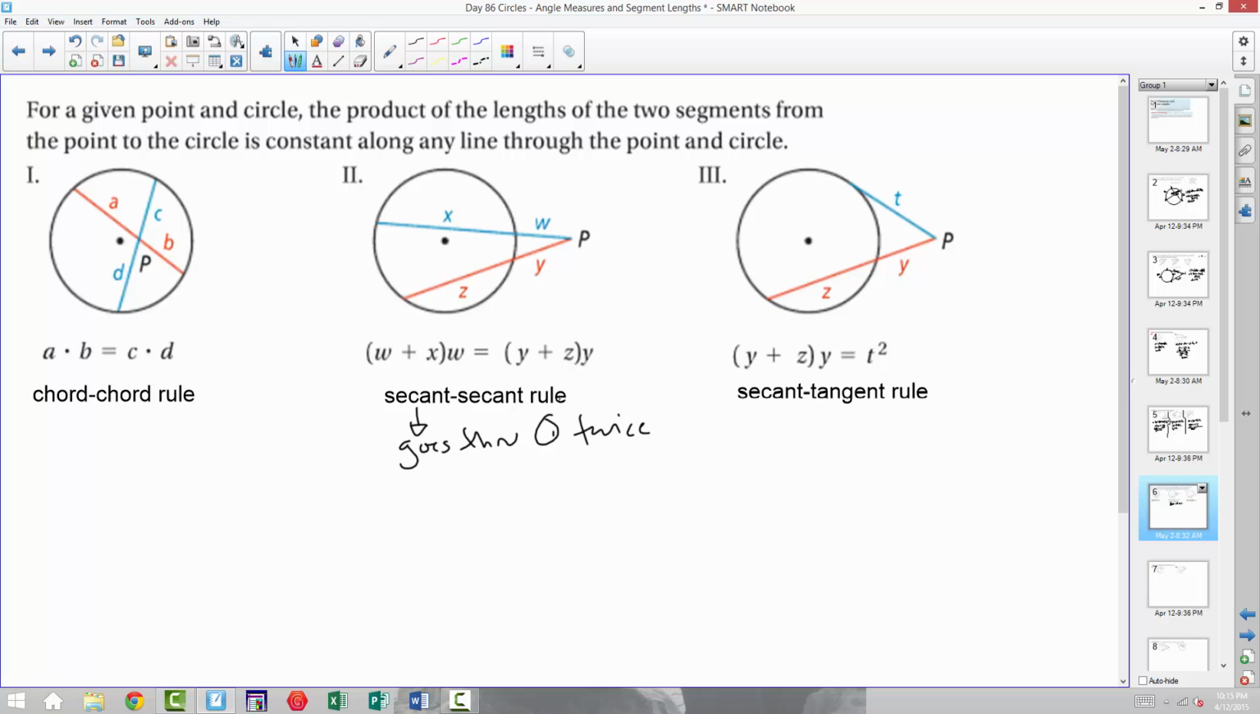Your secant rule, I know these are secant lines because they go through the circle or they touch the circle twice. I know it's going to be W plus X times W equals Y plus Z times Y. So it's basically the whole length. W plus X is the whole length, and this is the whole length, times the outside. So that's the outside, that's the outside. So the secant rule is the whole times the outside equals the whole times the outside.